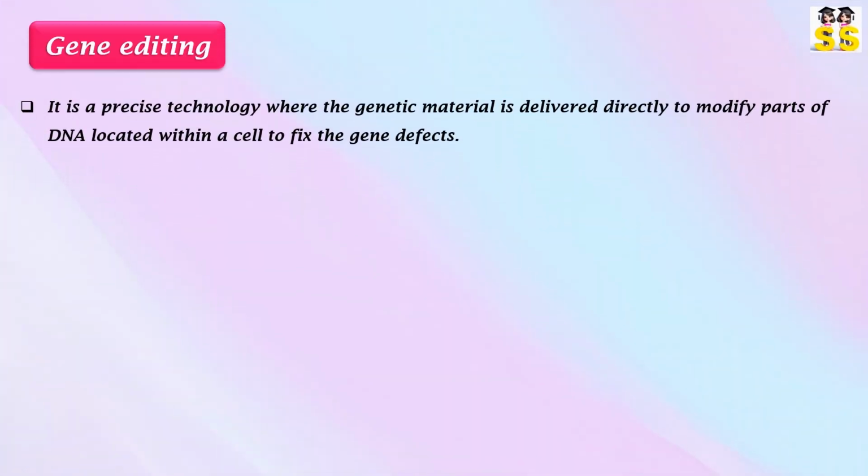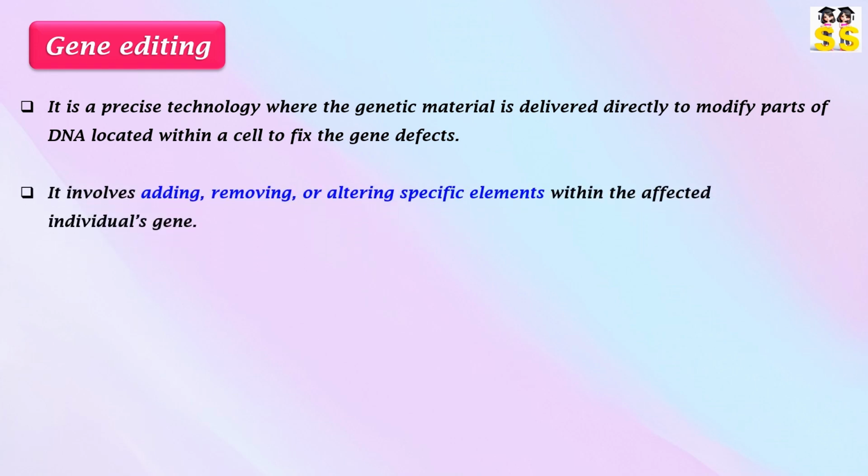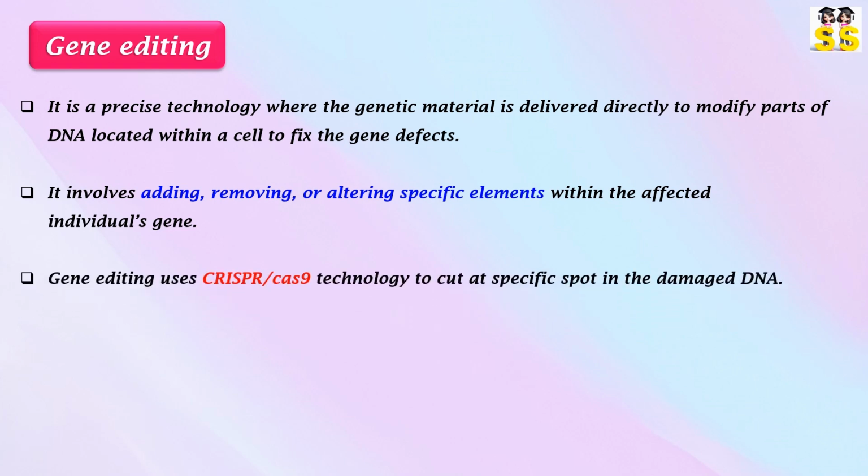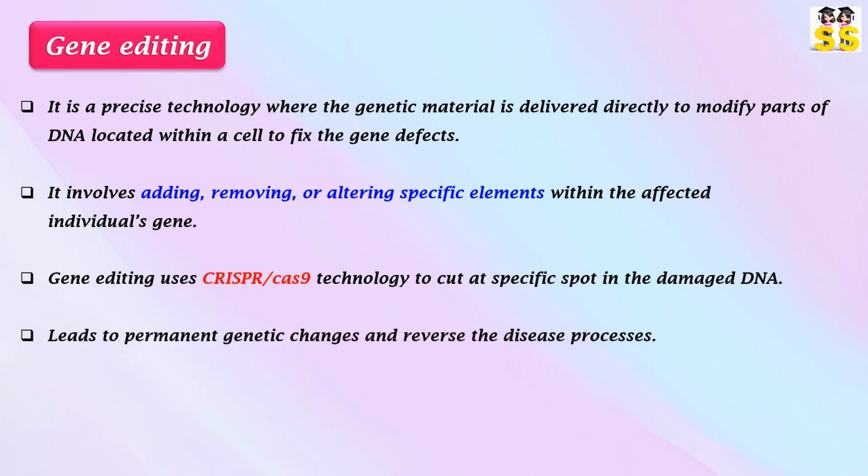Gene editing. It is a highly precise technology where the genetic material is delivered directly to edit parts of DNA located within a cell to correct the gene defects. It involves adding, removing, or altering specific elements within the affected individual's gene. Gene editing uses CRISPR-Cas9 technology to cut at a specific spot in the damaged DNA. It leads to permanent genetic changes and reverses the disease processes. Genome editing can be performed both in vivo and ex vivo.